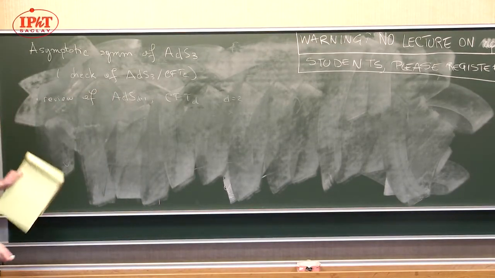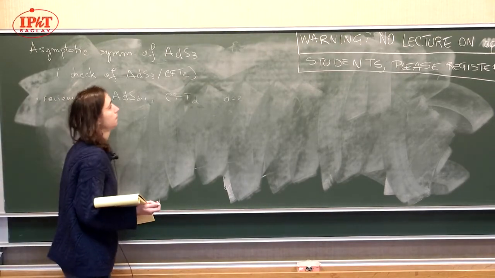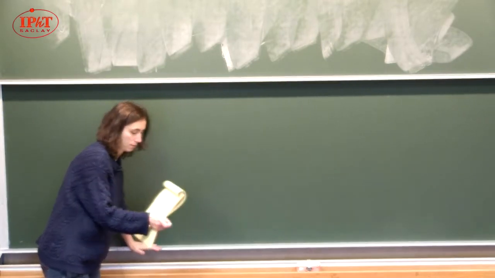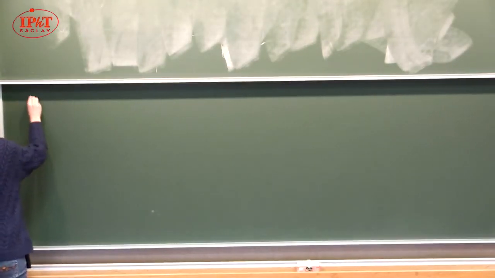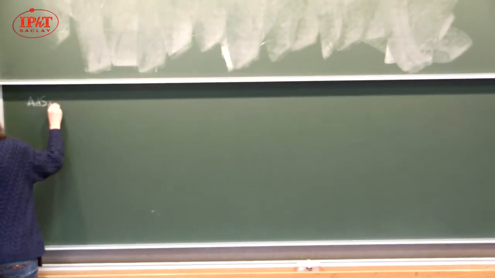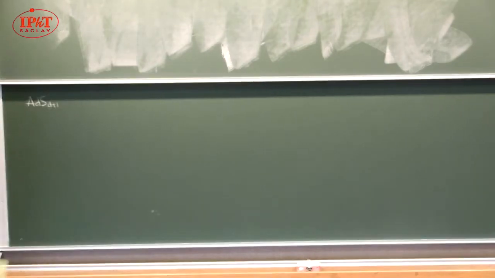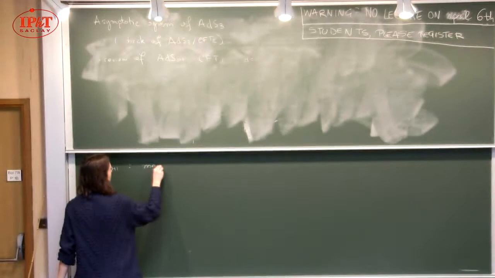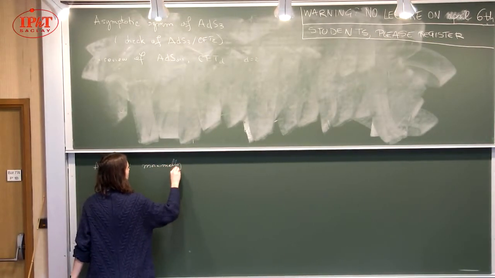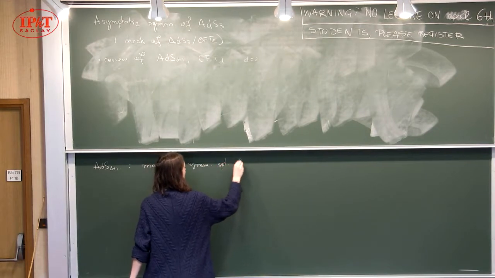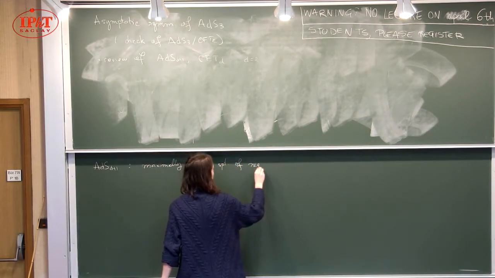Okay, so let me briefly tell you about AdS. This is a D+1 dimensional anti-de Sitter spacetime. Its definition is that it's the maximally symmetric spacetime of negative curvature.